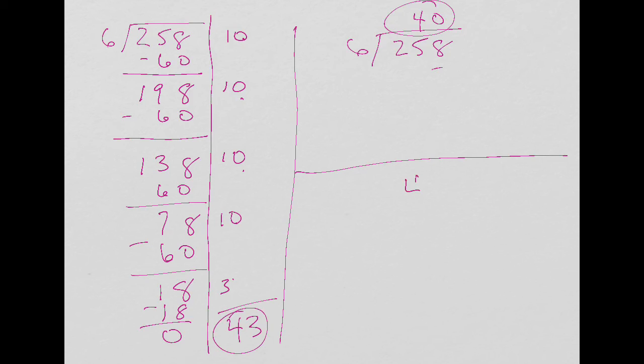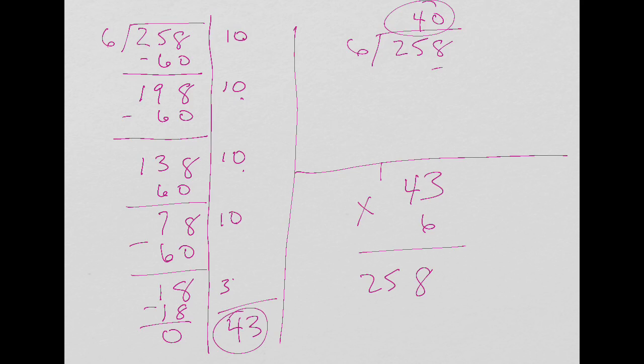If I come over here to check it, 43 times 6: 18, carry the 1, 258. So it works out. So that's how we do partial product division. I'm just taking those multiples, those groups of multiples, out.